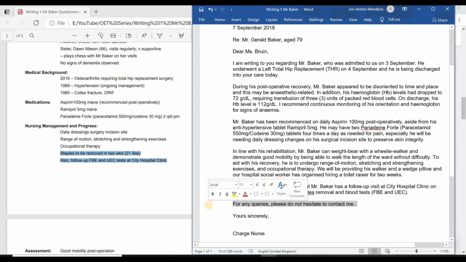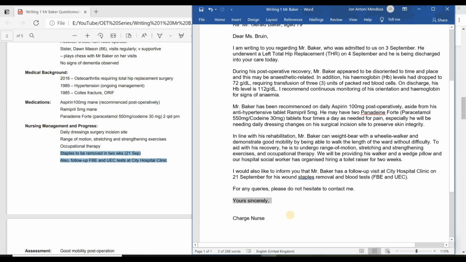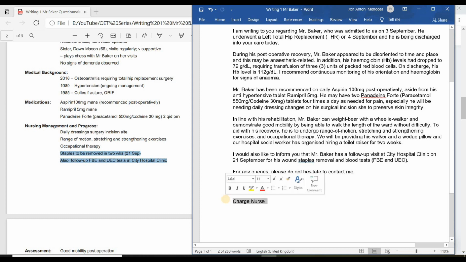And then we end our letter. For any queries, please don't hesitate to contact me. And then you have your complimentary closing remark, yours sincerely, and then your role. Okay, so the OET did not require writing your name, but as part of your writing test, your role, for instance, a charge nurse or registered nurse, is acceptable.